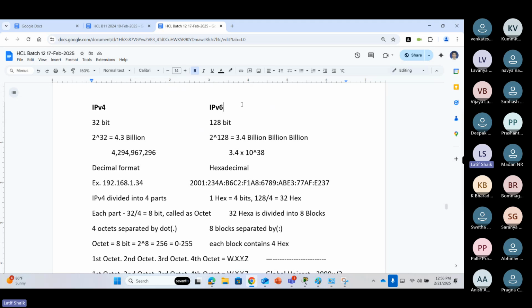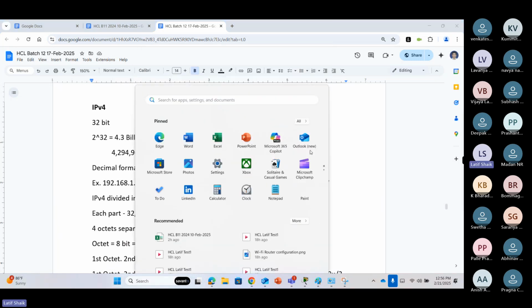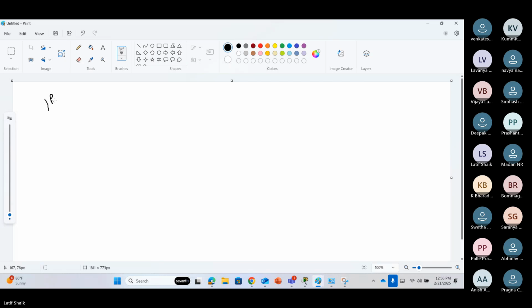IPv4 and IPv6. IPv6 is 128-bit in binary. So 2 to the power of 128, which is 3.4 into 10 to the power of 38. That much big an IP address space you are getting, billions of IP addresses, like a decillion. It's a very huge size compared to IPv4.